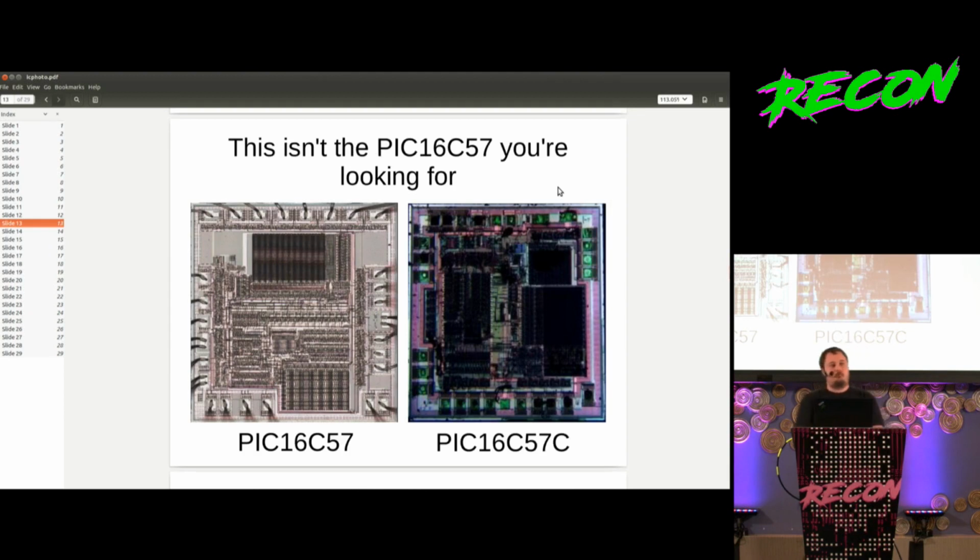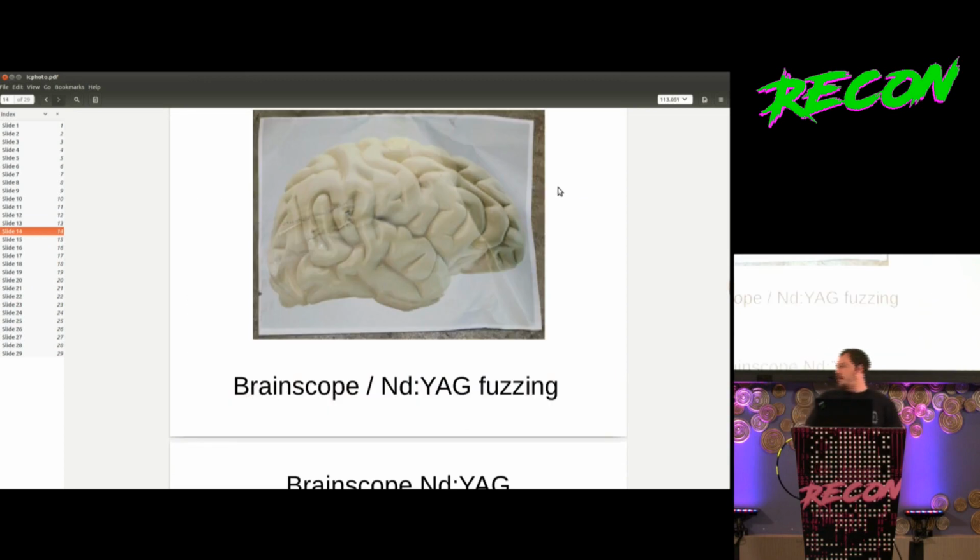The reason I chose the PIC was that a friend of mine had done some work on it, so if I ran into problems, I figured I would just bug my friend. Unfortunately, he did the 57C, which was the one on the right, and I had the 57, and they turned out to be a completely different silicon layout, so that didn't help, but it didn't really matter.